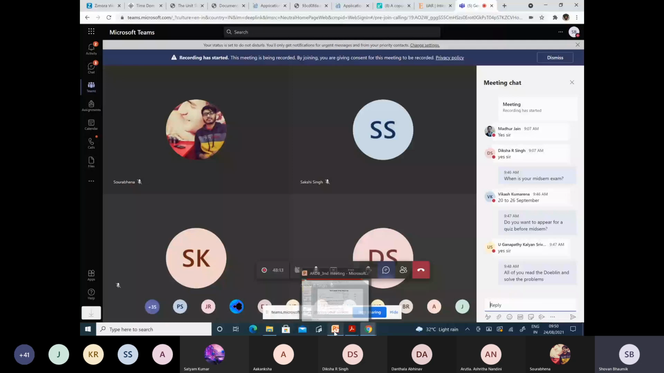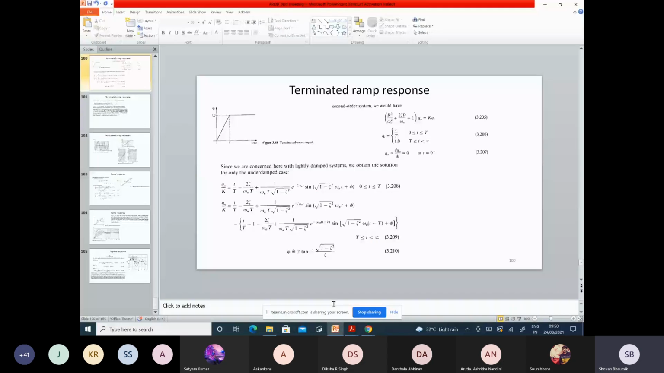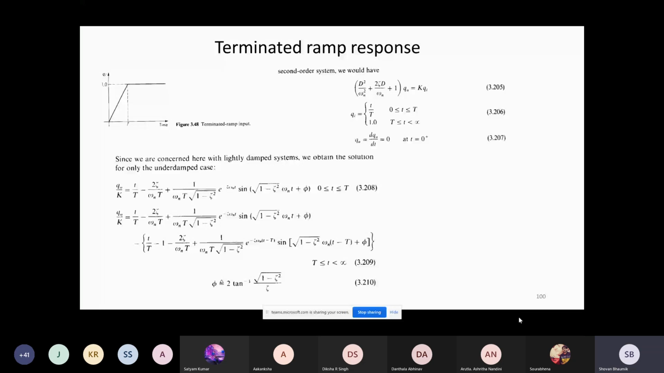Now let's start. Another thing is the terminated ramp response. This is actually very important because whenever you say there is a step response, we always assume that at t equals 0 minus it is 0, and at t equals 0 plus it is 1 or some value. That means from 0 it suddenly rises to some value and stays there. This is kind of very absurd because suddenly nothing can rise.